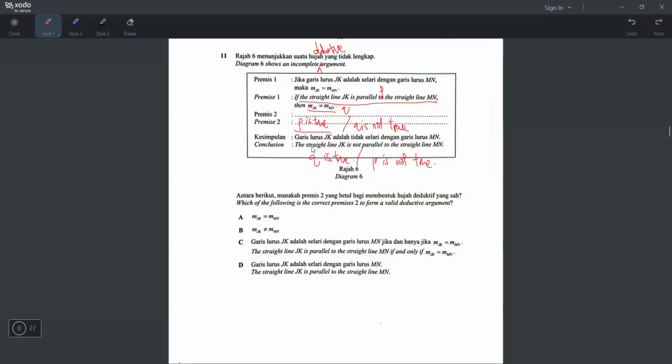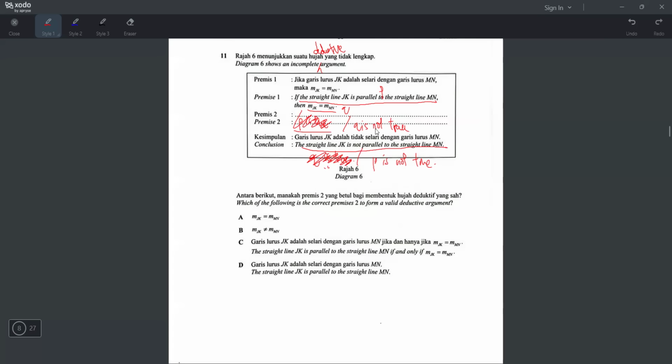But you can take out the conclusion. The straight line JK is not parallel to straight line MN. You can see this is actually P or Q. It's the P, right? Straight line JK is parallel to MN, is not parallel to MN. So it's exactly the same as P, but they already do negation here. That means this Q is not like that lah. It's not form number 2 lah. It's form number 3 because they mention P and they do negation here.